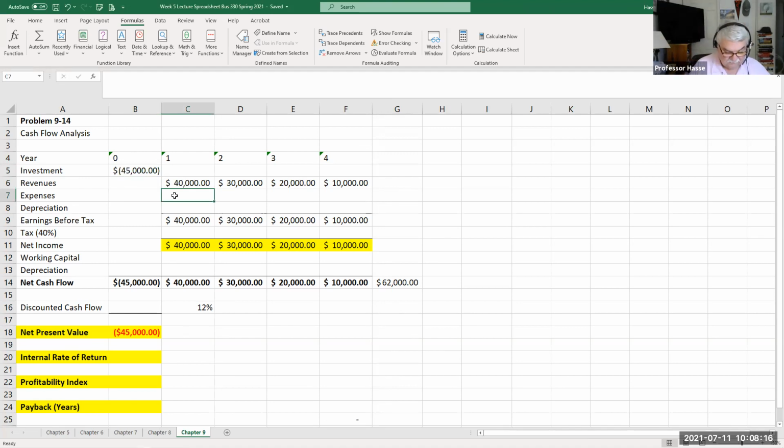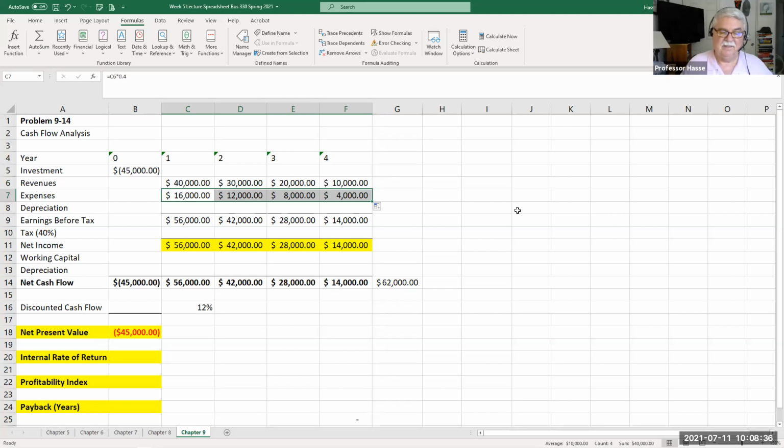Expenses are 40% of revenue. So I'll take 40% of revenues, and there's my expenses. And I'll just copy that across, and there's my expense line.